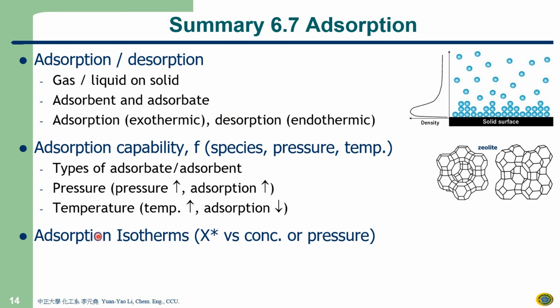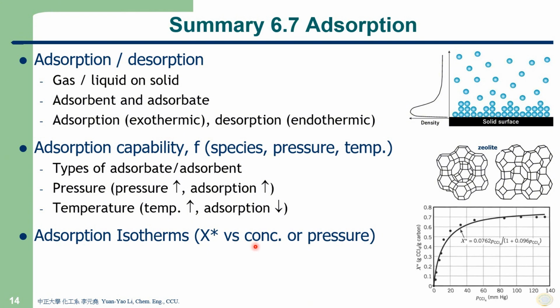Finally, what we learned in section 6.7 is adsorption isotherms. The adsorption isotherm is X star, the amount adsorbed, versus the concentration or pressure. This is one of the cases we learned from the last lecture, on Monday.